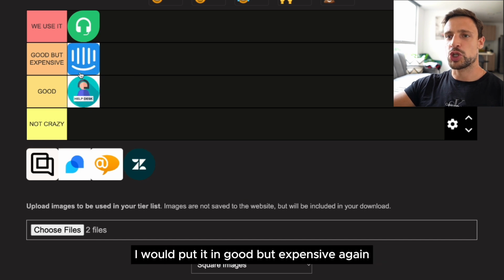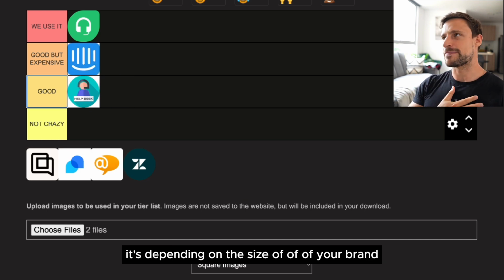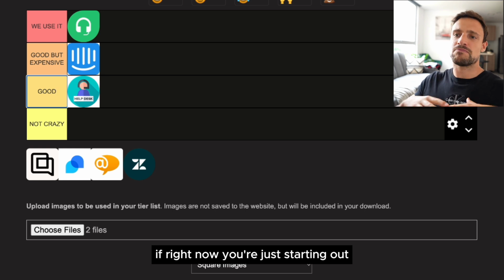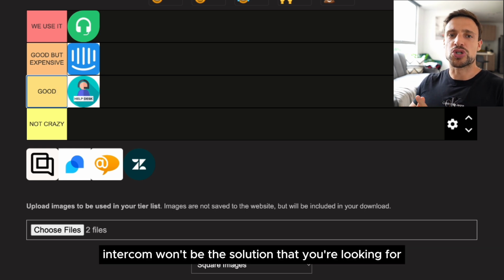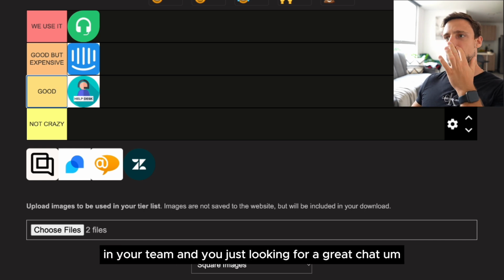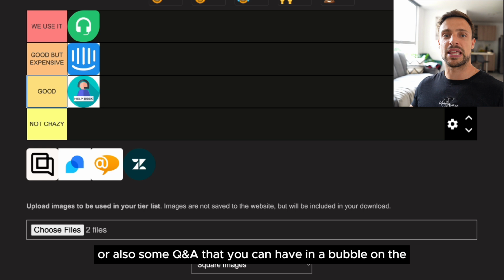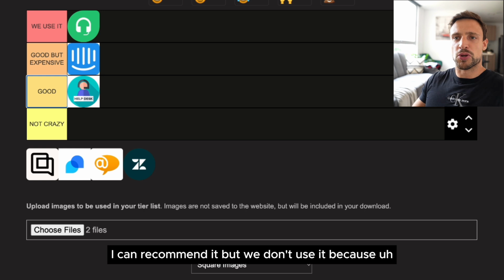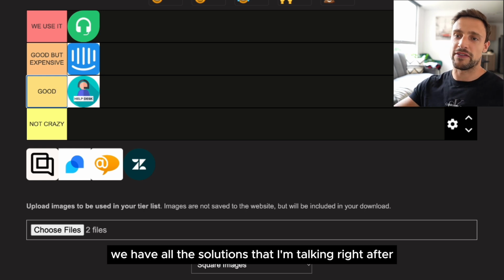Intercom, I would put in good but expensive. Again, it depends on the size of your brand. If right now you're just starting out, Intercom won't be the solution that you're looking for. But if you already have a couple of agents in your team and you're looking for a great chat, or also some Q&A that you can have in a bubble on the site, Intercom is a good software. I can recommend it, but we don't use it because we have other solutions that I'm talking about right after.